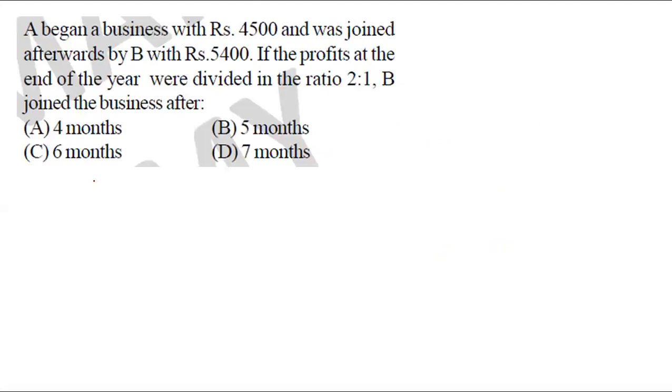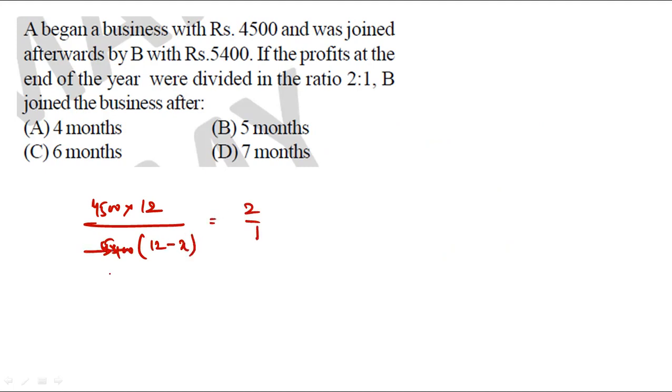Remember those two formulas. A began a business with 4,500 and was joined afterwards by B with 5,400. If the profit at the end of the year was divided in the ratio 2:1, when did B join the business? A was there in the business for how many months? For all 12 months. B joined after some time, so 12 minus X months he was there is equal to what?